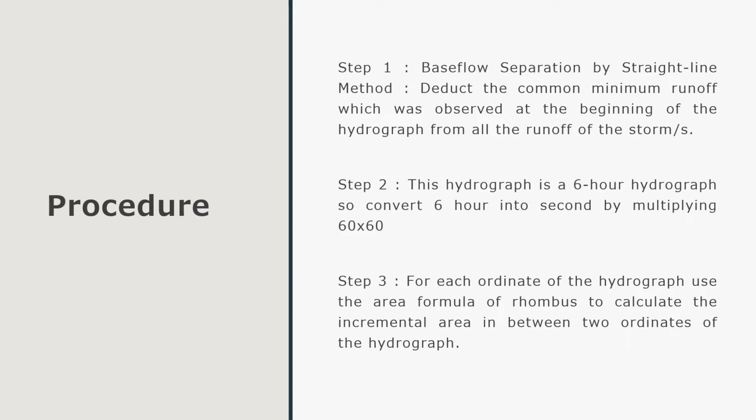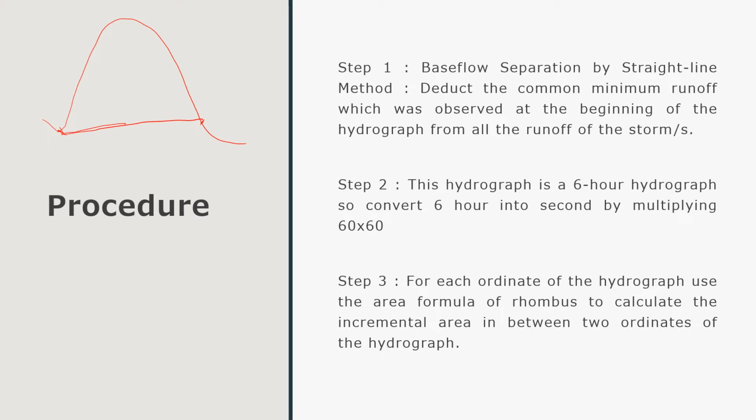So the first step will be base flow separation, as I have discussed, by the straight line method. From the graph itself, I have seen that there is a base flow component. Generally the base flow separation technique can be conducted by three methods. One of them is the straight line method. The straight line method says to just join the beginning point of the hydrograph with the finishing point of the hydrograph by a straight line.